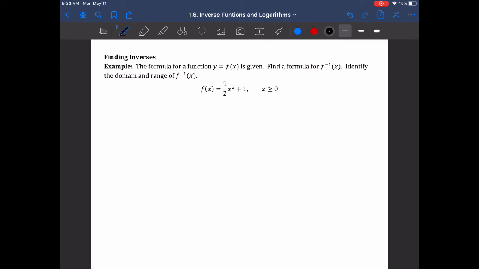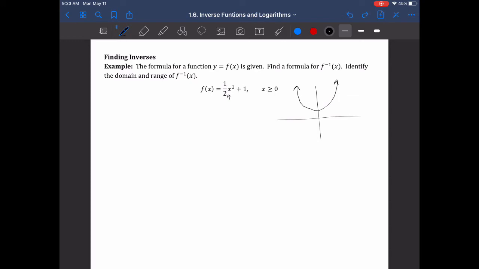So notice here, this is an x squared function, which means that it's a parabola, and parabolas are not one-to-one, right? This is going to be something that looks something like this, going through plus 1. So it's going to look like that. This is not one-to-one, right? It fails the horizontal line test right there. It hits it twice, there and there. So we have to be careful.